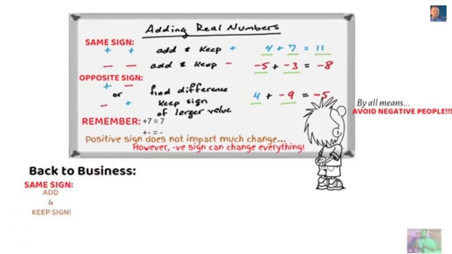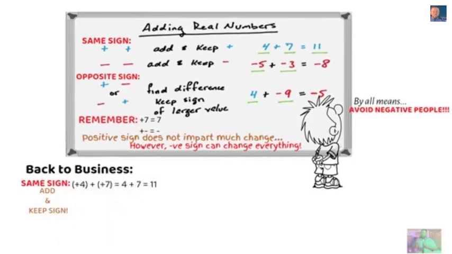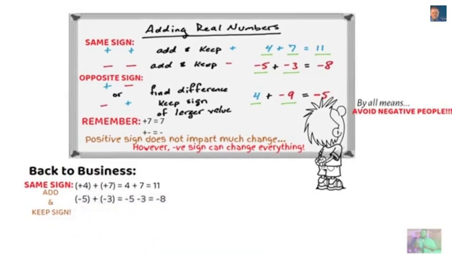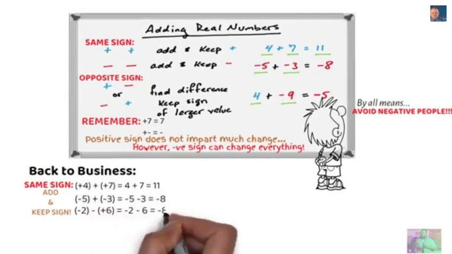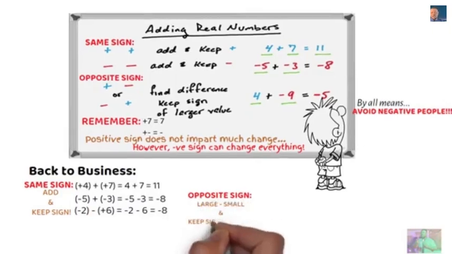Same sign, we say we add and then we keep the sign. If the signs of the values you're adding are the same, like this one now, you add to get 11, and you leave the sign as positive. This one, you add to get 8, and you leave the sign as negative. Because they have the same sign. As long as the signs are the same, you add and leave the sign.